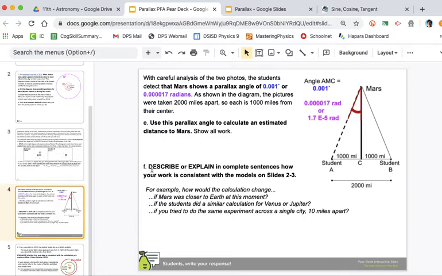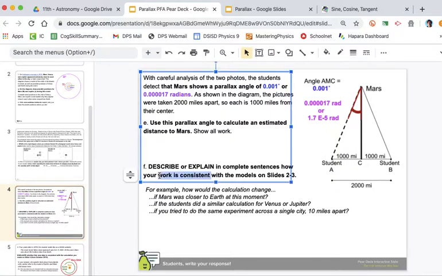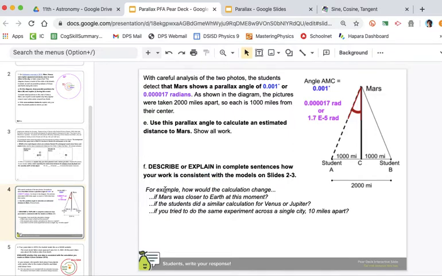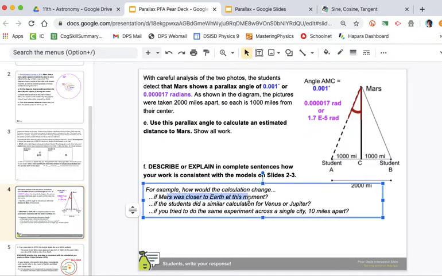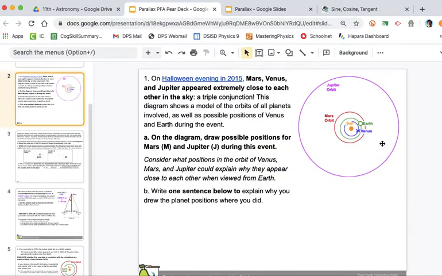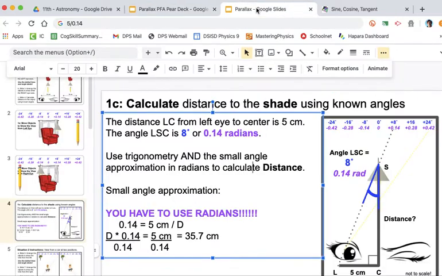Now, this question here, I just wanted to speak to it for a moment because it's kind of weird. It's asking you, describe or explain how your work is consistent with the other models that you've drawn. And a really good way of doing that is to think about how this calculation would change if Mars was closer to the Earth, or if you did a similar calculation for a different planet that was closer or farther away. You should be able to look at this diagram when you draw it and figure out which planet is closer, which planet is farther away.